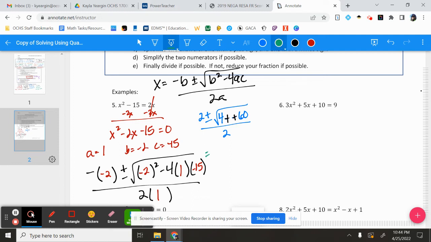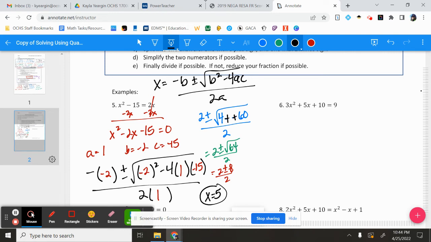Again, I do not need to see this every time as you're working it through. I just want you to understand what your calculator is doing. So we have 2 plus or minus the square root of 64 divided by 2. Well, we all know that the square root of 64 is going to be 8. So we have 2 plus or minus 8 divided by 2. Therefore, my two answers would come from 2 plus 8 is 10. 10 divided by 2 is 5.